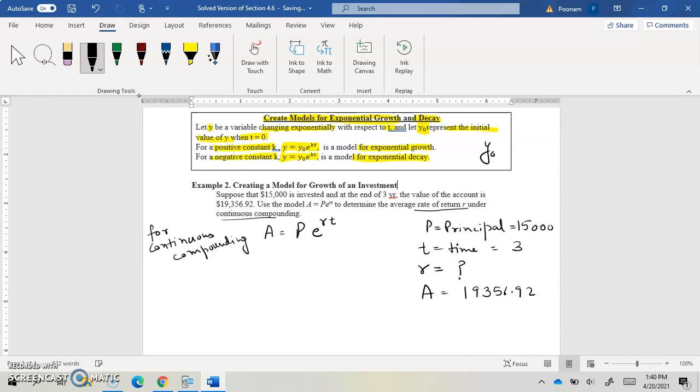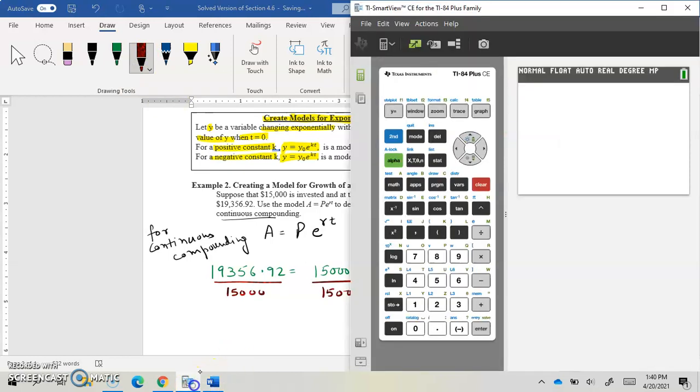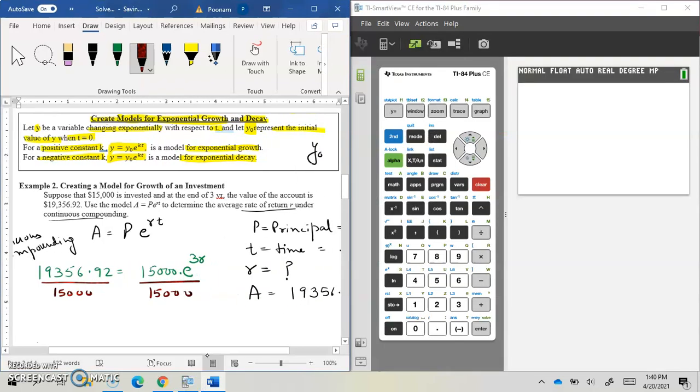So we have all these things. Let's put them all in the formula. We would get this is equal to 15,000 times e raised to power 3r. R is unknown. So we need to find r. That means we need to isolate the term with the r in it. So we're going to divide both sides by 15,000. Use our calculators.